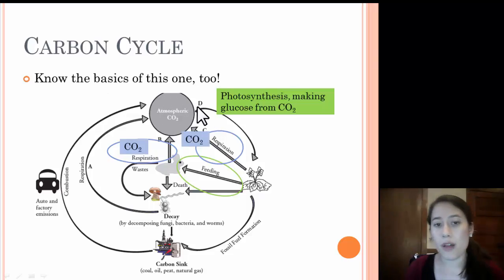And I'm gonna follow this arrow right here. This arrow represents photosynthesis. Plants actually take that carbon dioxide from the atmosphere and they use it to make glucose. So these plants are using the CO2 to make glucose here on that arrow.